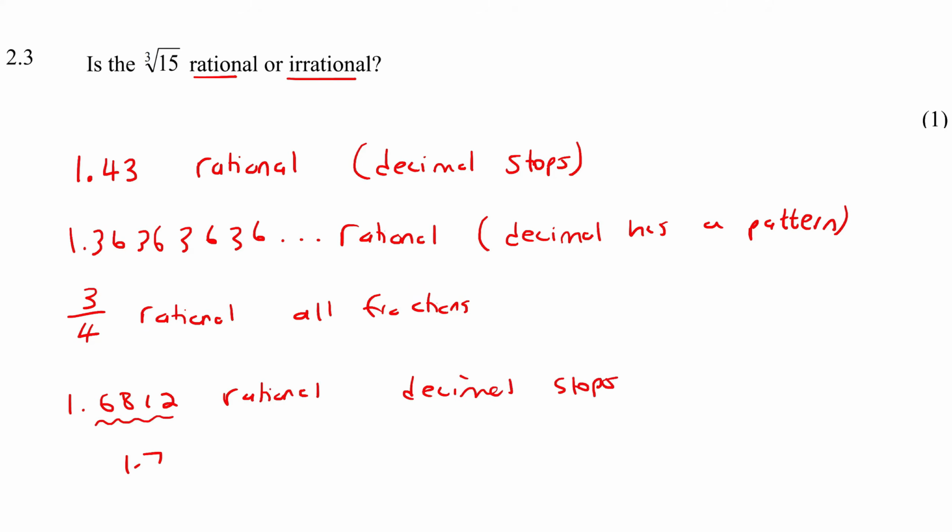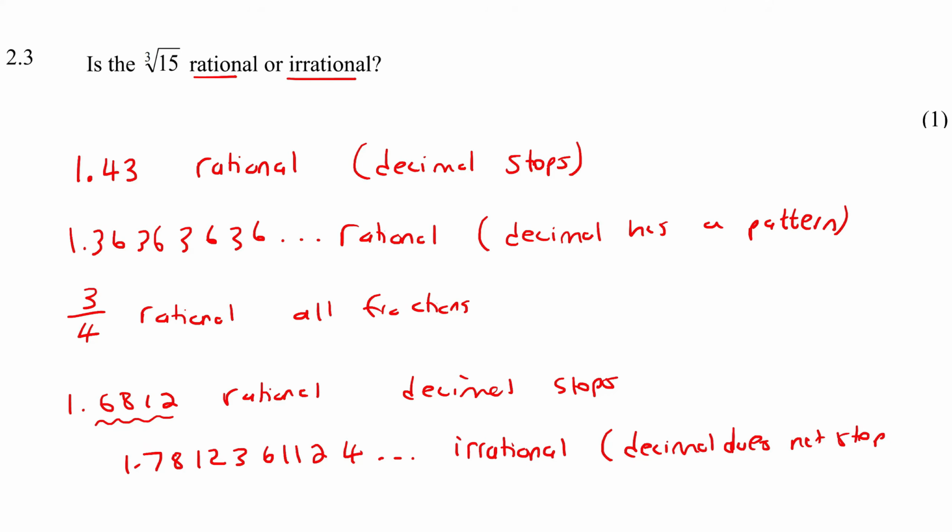What about 1.7812361124 and so on? Here we will say that this is irrational. Why? The decimal does not stop and there is no pattern. You see there's no pattern here. There's no pattern that I can see. Here I could see a pattern. 36, 36, 36, 36. So I hope that that helps you. And then also normal numbers are rational. 5, -3, -2, 0. All of those normal numbers are all rational.